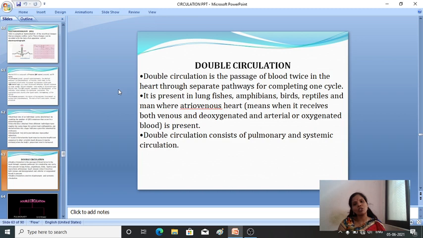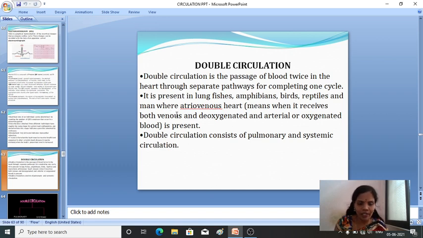So next we'll move on to double circulation. The name itself tells: double means twice. Twice the blood will enter the heart and leave the heart. Double circulation is the passage of blood twice in the heart through separate pathways. To complete one cardiac cycle, the blood will enter the heart twice and leave the heart twice.